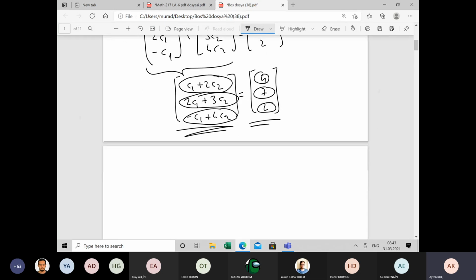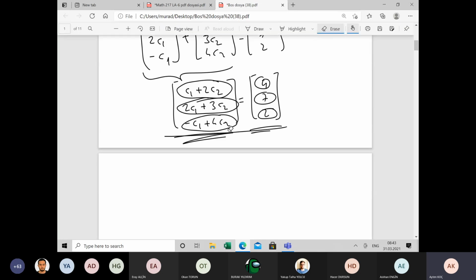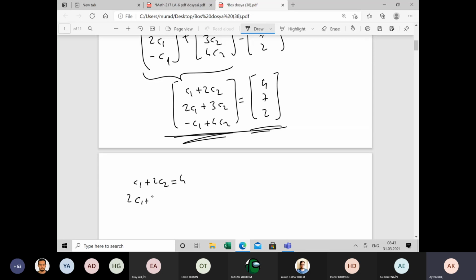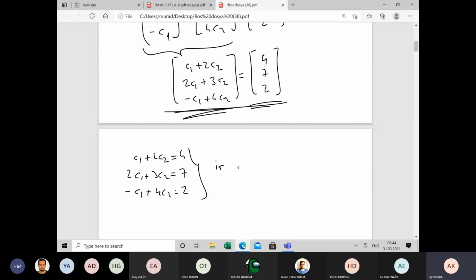So this gives a system. The first entry gives the first equation: C1 plus 2C2 is 4, 2C1 plus 3C2 is 7. The next entry gives the next and last equation, minus C1 plus 4C2 is 2. We obtained this. What does it mean? This is a linear system.